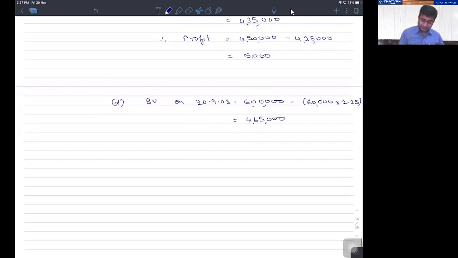Jay, absolutely. Working notes do form part of your answers and do carry the marks as well. So you are supposed to draw the working notes either separately or show within the answer itself.